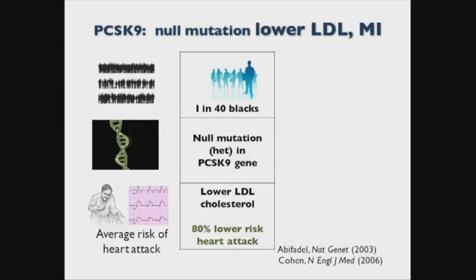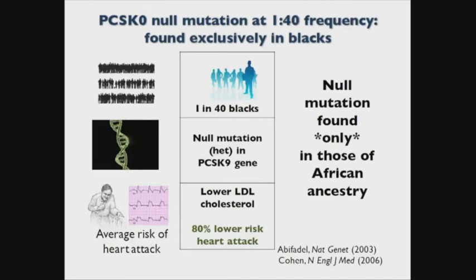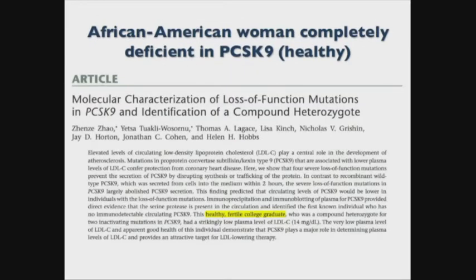Now, one important point for this audience, and I think this is underappreciated, is that the mutation that gave key insight here in terms of the direction of effect and actually prompted the medicine's development, that mutation is found only in individuals of African ancestry, only in blacks. So if you did not study this population, you would not actually have this insight that inhibition of this gene would actually be protective. So in addition, an African-American woman in Dallas was completely deficient for PCSK9 and was found to be healthy, suggesting that, again, complete inhibition would be tolerated.